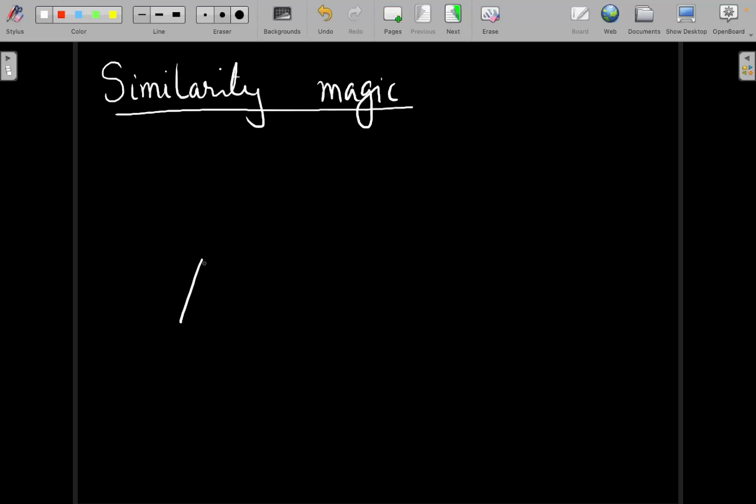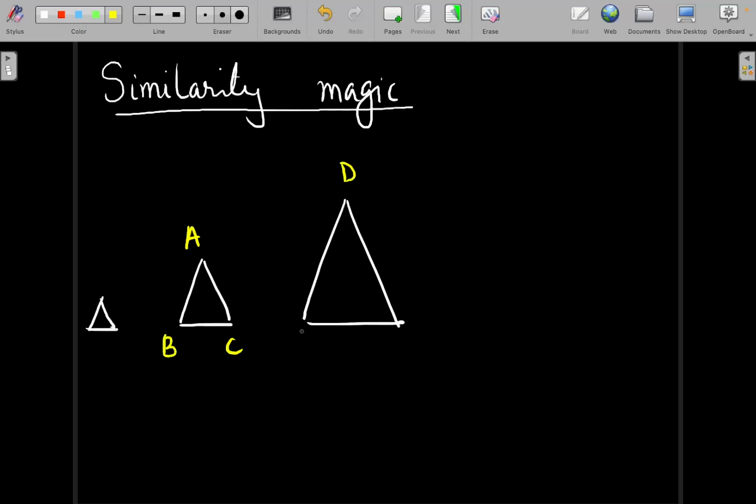You can take up any shape, but I am going to take up a triangle. If you enlarge the triangle or diminish the triangle, we say that all the triangles here are similar to each other. The most important thing to remember in two similar triangles is that if triangle ABC is similar to DEF, then the corresponding angles are the same.